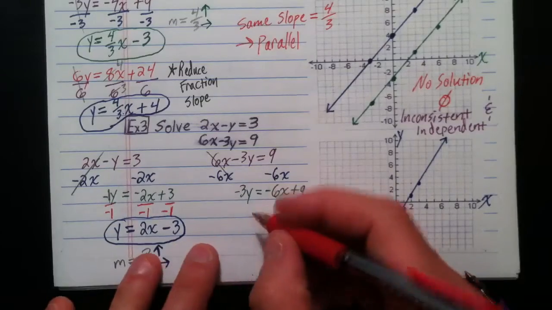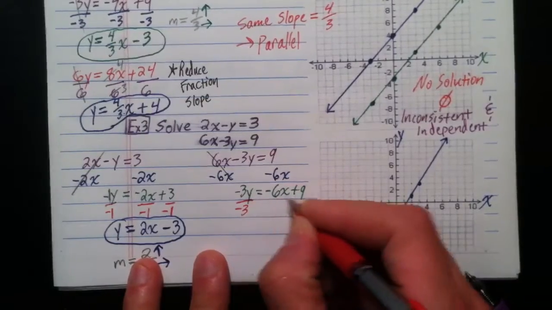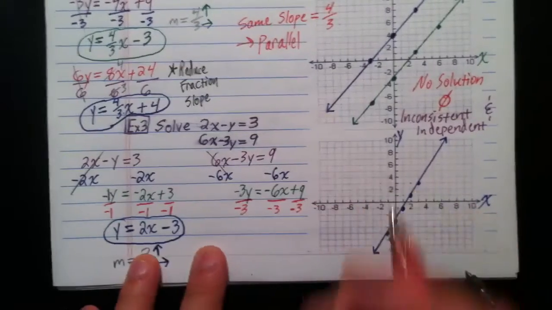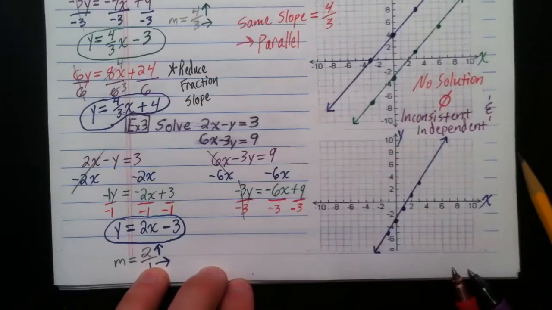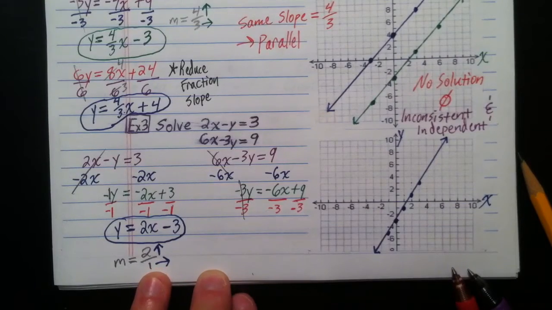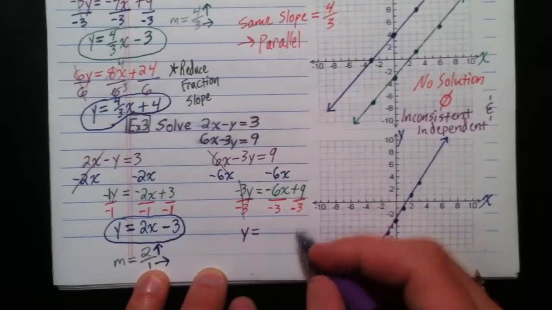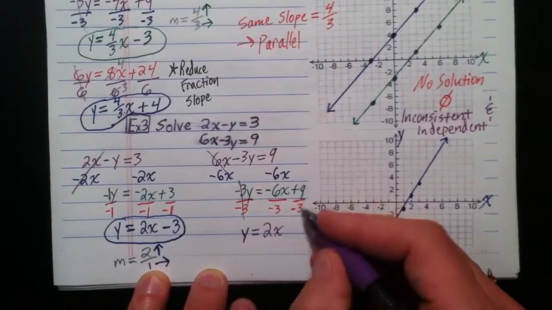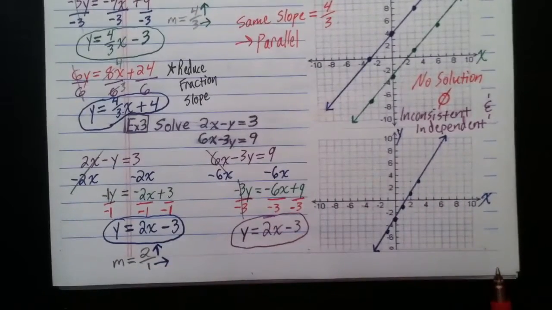Last step, divide by y's coefficient, which is going to be negative 3. So dividing everything by negative 3, negative 3's cancel, gets us y by itself, and we end up having y equals negative 6 divided by negative 3 gives us a positive 2, so 2x. 9 divided by negative 3 gives us minus 3. So we actually have the same exact equation.